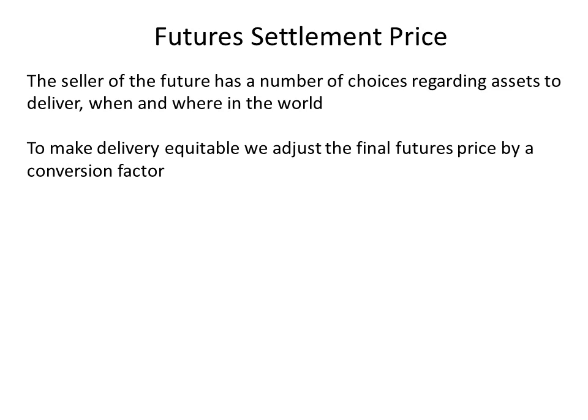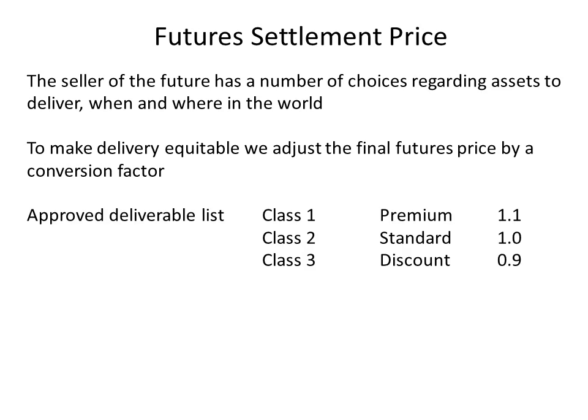So to make the delivery process equitable, we need to make adjustments to the final futures price so that in theory the buyer and seller of the futures contract will be indifferent as to which asset they choose to deliver. And we can do this through a process known as the conversion factor or price factor. So what we're going to do now is look at a generic approach to how we could go about making the delivery process equitable for both buyer and seller.